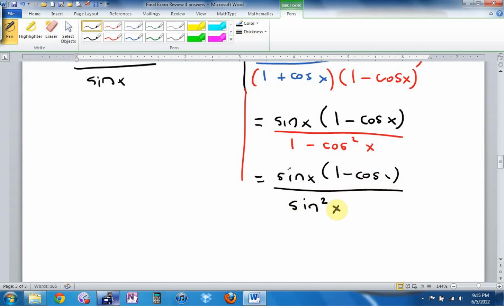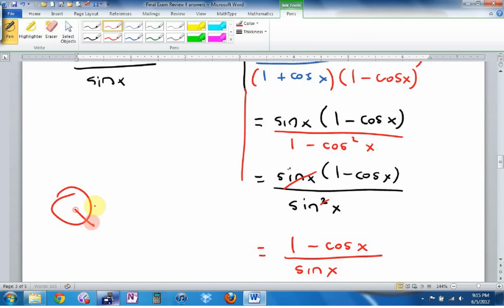Anyways, I'm pretty sure I put that x there a couple of times now. How many sines? Can I cancel? It is factored. How many sines on top? 1. How many on the bottom? 2. How many left and where? 1 on the bottom. Final answer: 1 minus cos x all over sine x, which is what I was trying to show. QED.